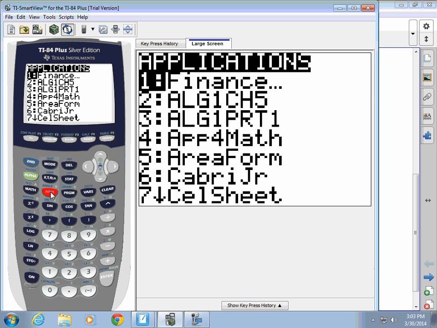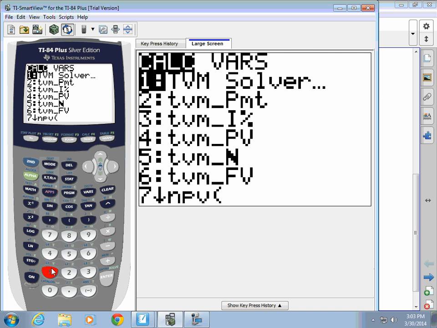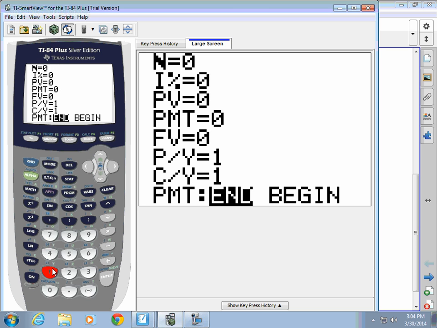Well, we want the finance one, so we're going to select number 1. Then it says Calc Vars TVM Solver. Well, that's what we want, the TVM Solver, so you can just hit enter or 1, doesn't matter. Okay, and then you have your screen.